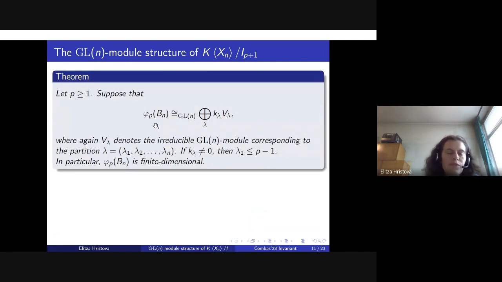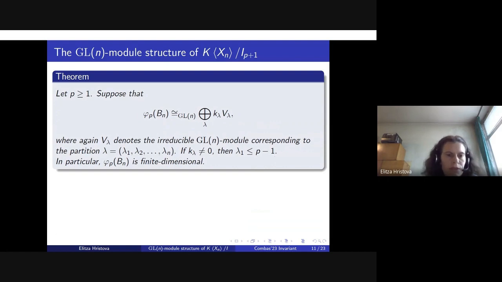the subalgebra of proper polynomials, and the result says that if we write down the decomposition as a GL_n module, then a certain irreducible GL_n module V_lambda appears with non-zero multiplicity in this decomposition if and only if lambda_1 is less than or equal to p minus 1. So the non-zero multiplicities have this restriction for the partition.